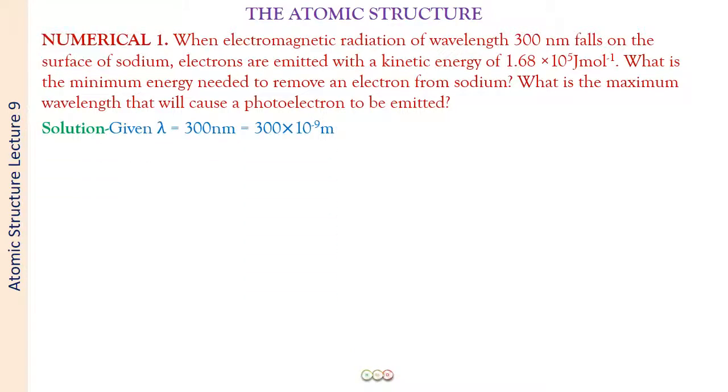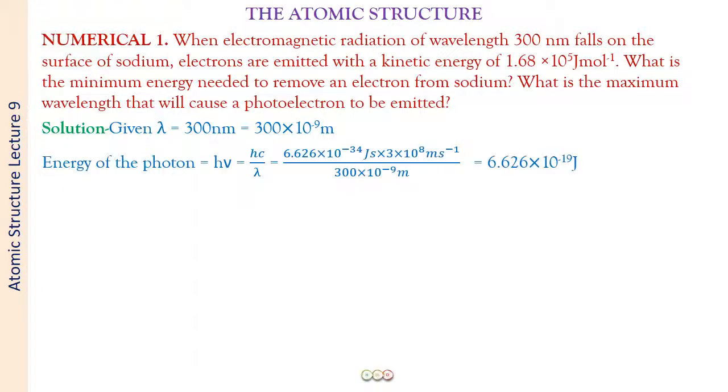So we are given the wavelength of the electromagnetic radiation. That is 300 nanometer, or in the SI notation, 300 into 10 power minus 9 meter. From this we can calculate the energy of the photon using the relation that energy is h nu, and nu is c by lambda.